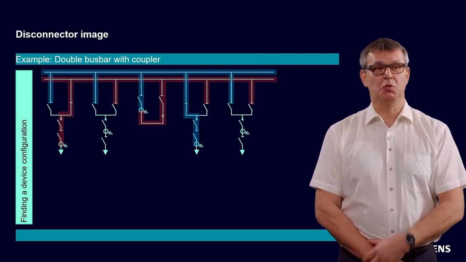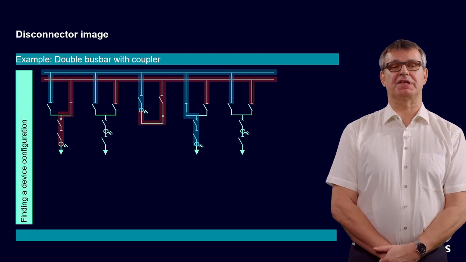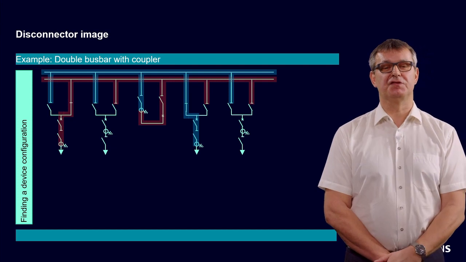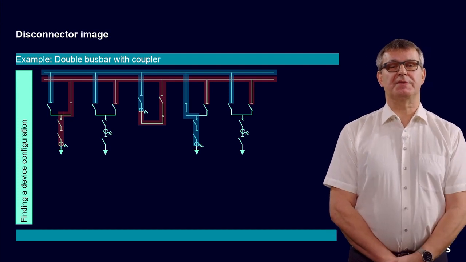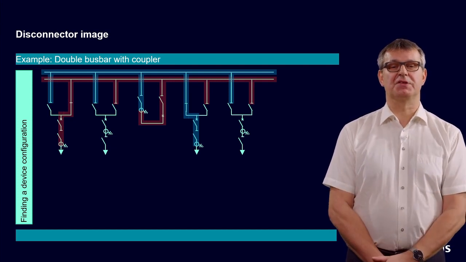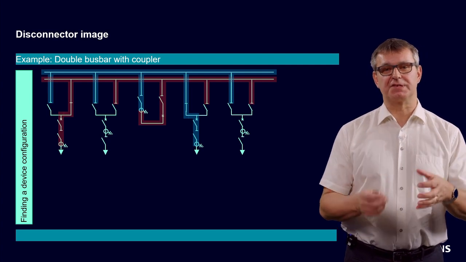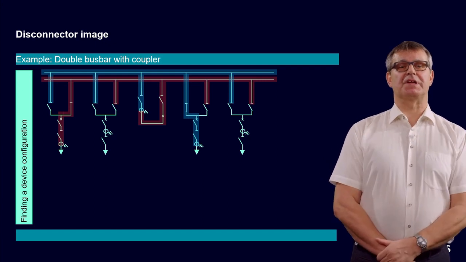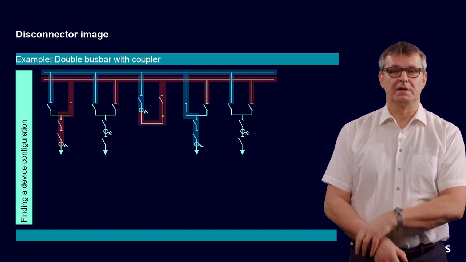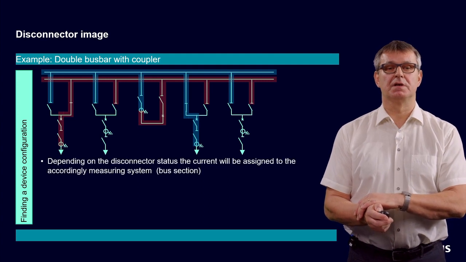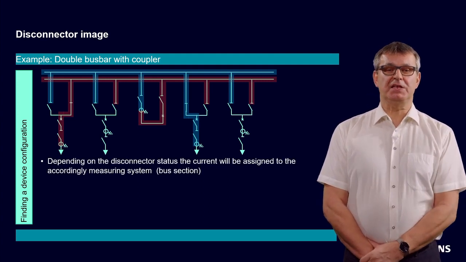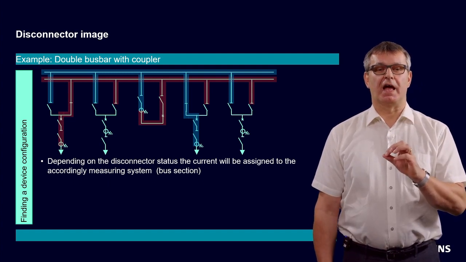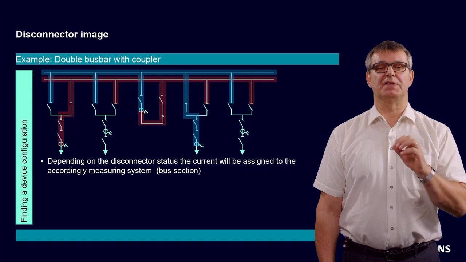Disconnector image. Do we need a disconnector image? That's maybe sometimes a little bit different for somebody who comes from the 7SS52 and is new to the 7SS85. When do we really need a disconnector image in our device, and when can we buy the cheaper one without disconnector image? So, depending on the disconnector status, the current will be assigned according to the measurement system.